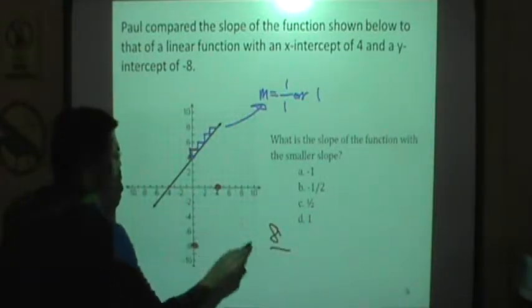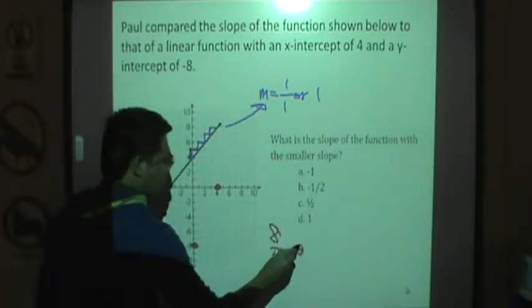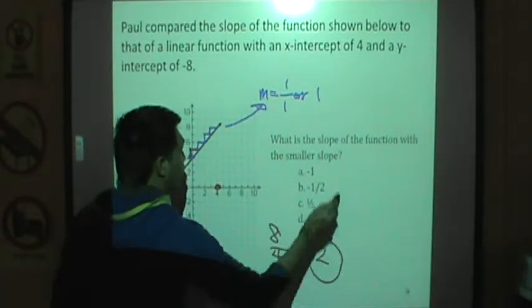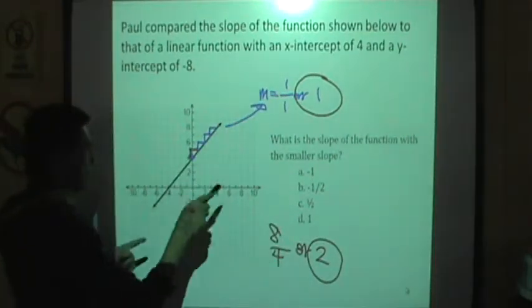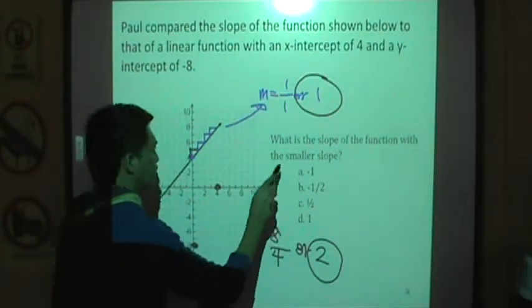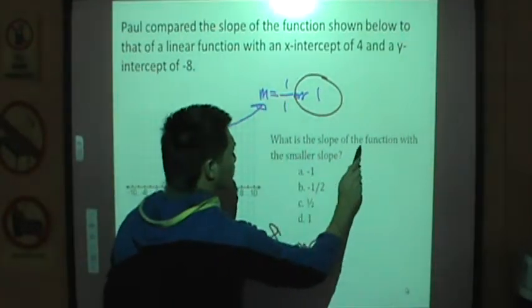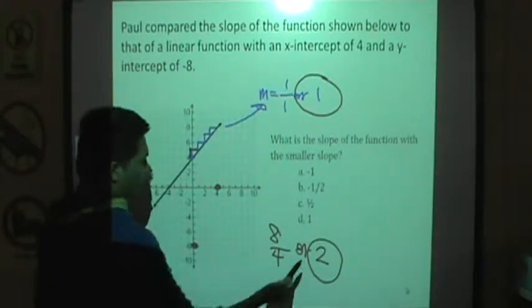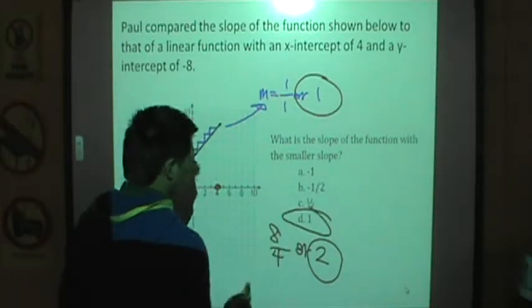1, 2, 3, 4. 8 divided by 4 is 2. So now we have 1 and 2. Now, if we go to the options, what is the slope of the function with a smaller slope? So the smaller slope is 1.